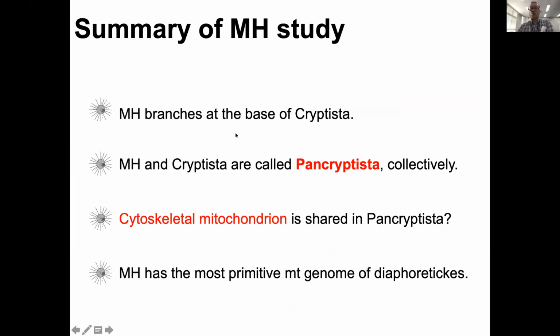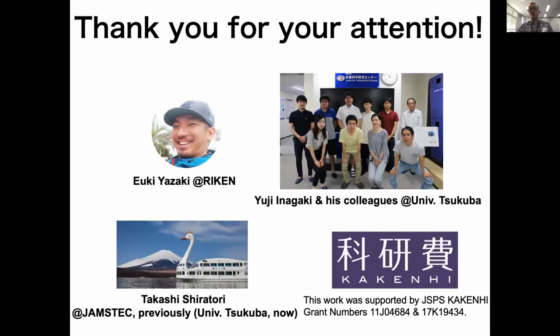So this is a summary of this study. MH branches at the base of Cryptista. Microheliella and Cryptista should be called Pancryptista collectively. A cytoskeletal mitochondrion may be shared in Pancryptista, and I think this is a possible synapomorphy. And MH, Microheliella, has the most primitive mitochondrial genome of Diaphoretickes. So thank you for your attention.